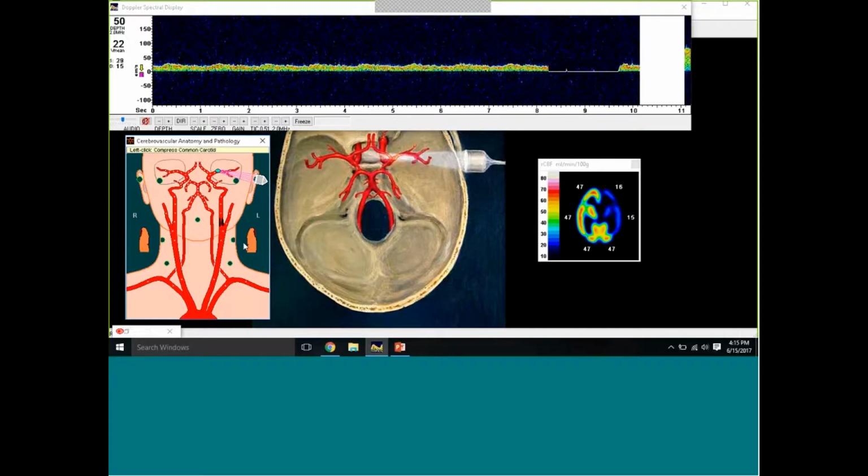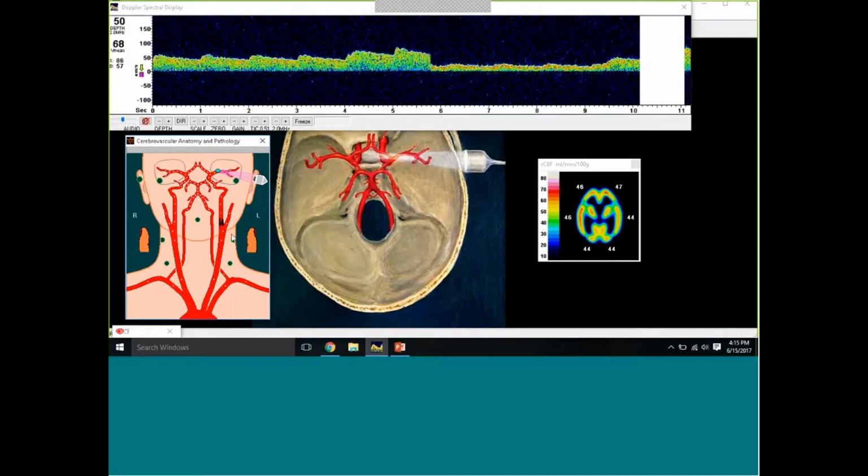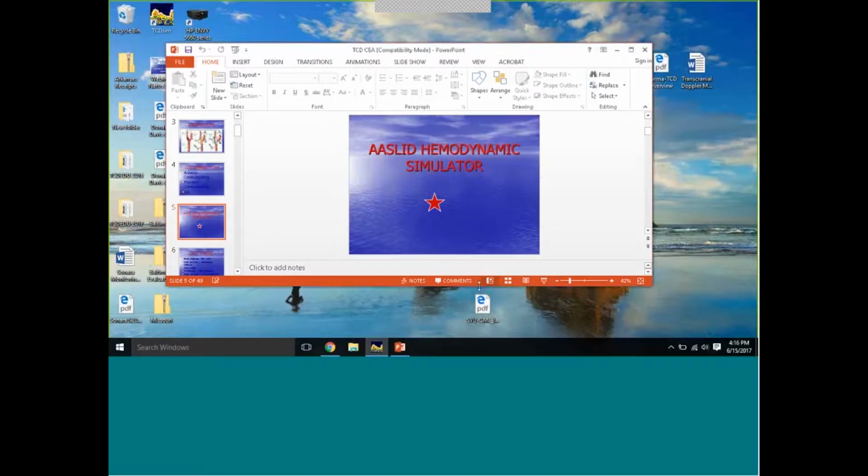Luckily, 95% of us, excuse me, have competent bridges here. So let's make them normal here. And you can see how our flows are. So this is why people will occlude their carotid artery and never have symptoms. It's because we've got good bridges, we have good collateral flow patterns. Okay, so let's minimize him again, and let's go back to our lecture here.